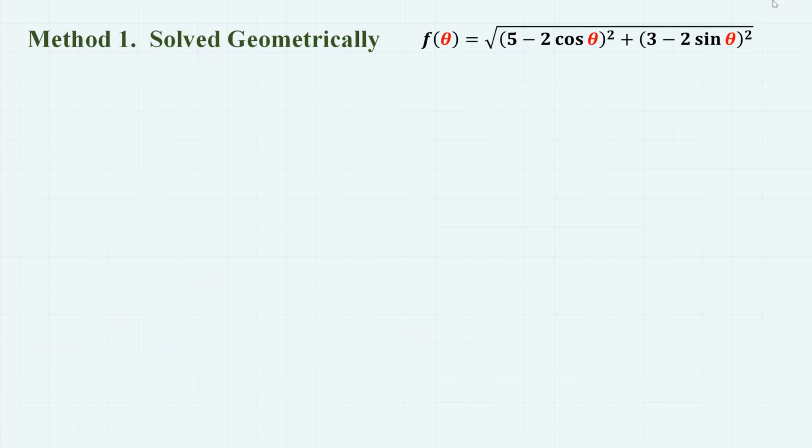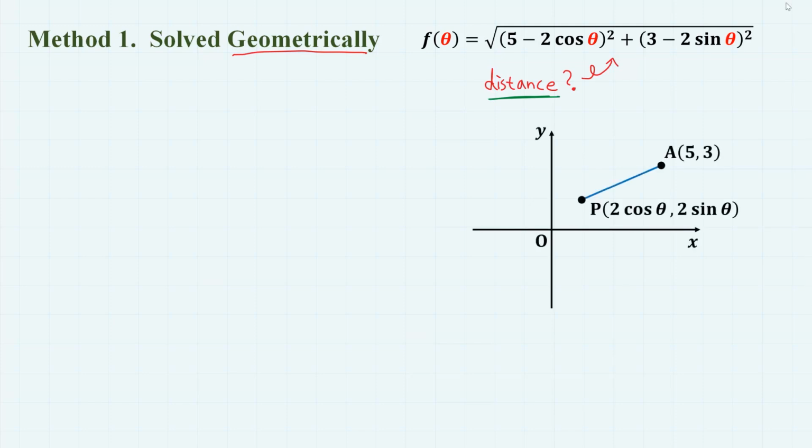And let us start with the more interesting method in my opinion, the geometry method. Let us think about the geometrical interpretation of the given problem. The good starting point is to realize that f theta is given in the form of the distance between 2 points on a coordinate plane. So let's visualize this on a coordinate plane. If we take 2 points A, which is (5, 3), and P, which is (2 cosine theta, 2 sine theta), then f theta is the distance AP.